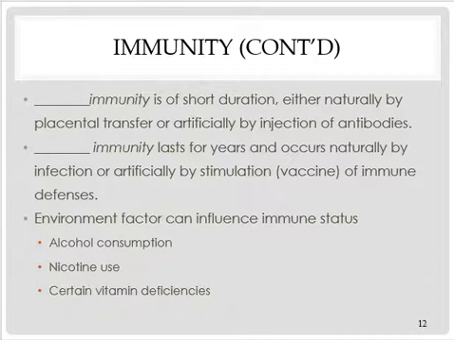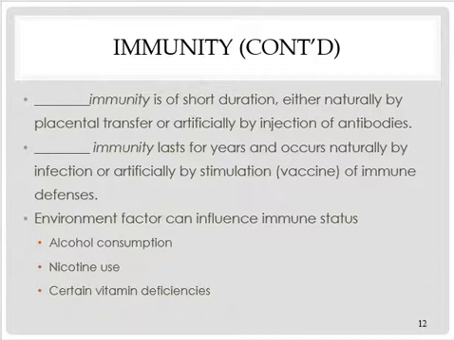Active immunity lasts for years and occurs naturally by infection. So if we've had an infection before, our body builds antibodies. So the next time we get that same infection, we have antibodies that are directed towards that infection, and it automatically starts the immune process in fighting off that infection. Or by stimulation of immune defenses, which is with our vaccines. And all of you guys know about vaccines because you are required to get your vaccines for nursing school.